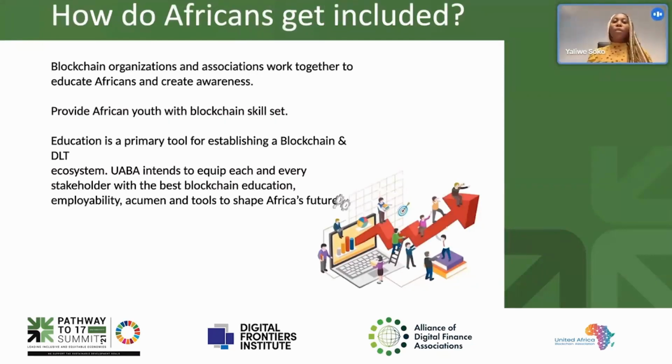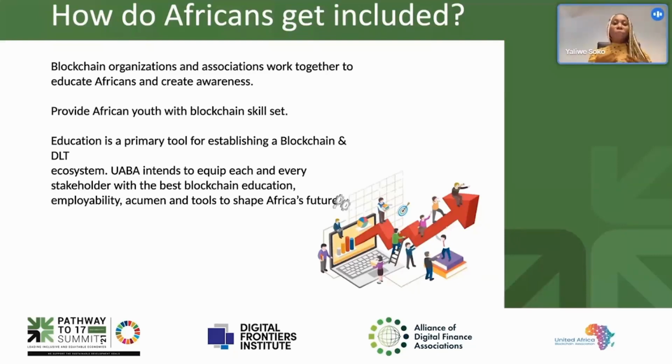So how do Africans get included, right? There are so many ways in which we can get included as Africans. So far, the blockchain ecosystem in Africa is booming. Young people are coming up with different solutions and different organizations that are looking into this. You can look at blockchain organizations and associations that work together to educate Africans and create awareness. So you could be part of things like that.